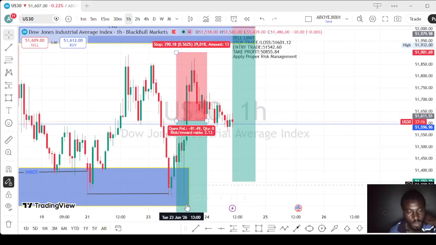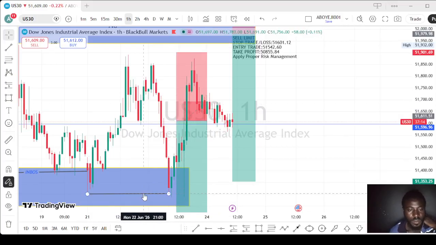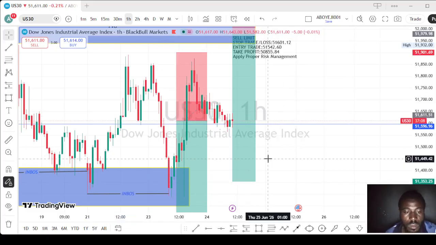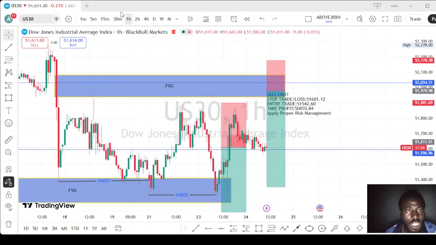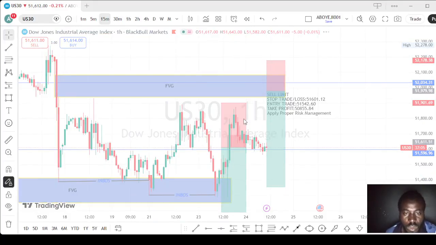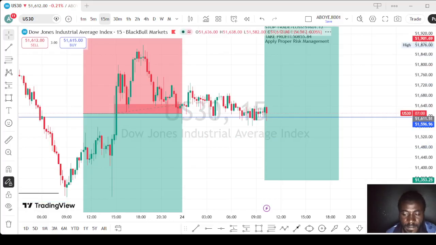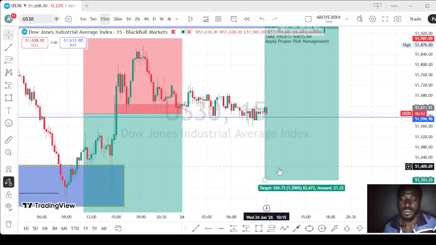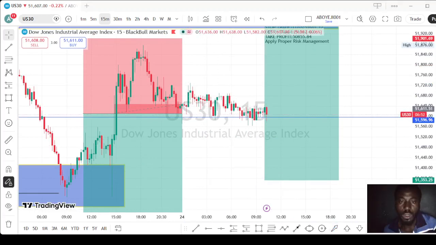We are having another break of structure here. So let's move to 15 minutes to see the structure. This is the 15-minute time frame. This is upward. This is all we are having on the 15-minute time frame.